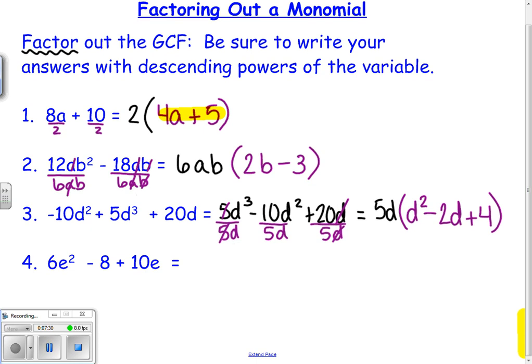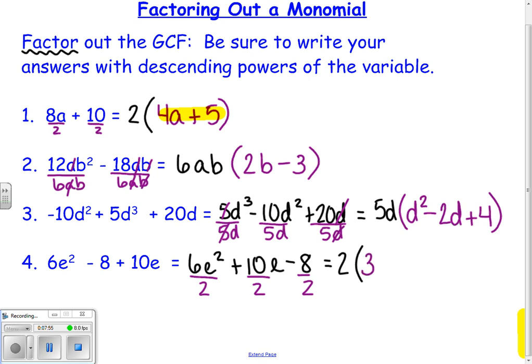When you take a look at number 4, it is not. So before I do anything else, I'm going to rewrite it. Keep the 6e squared first, but then put the plus 10e next, and then the minus 8. The GCF of a 6, 10, and 8 is 2, and I can't take any letters because the 8 doesn't have anything to offer me. So I'm essentially going to divide each of these by 2. 6e squared divided by 2 is a 3e squared, plus 10e divided by 2 is a 5e, minus 8 divided by 2 is 4. And you're all done.